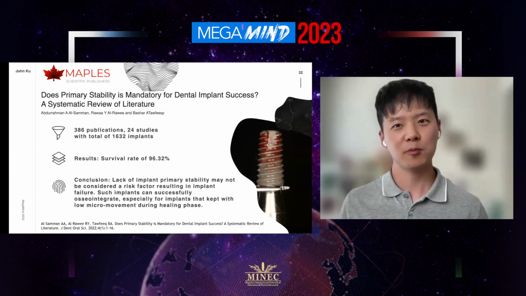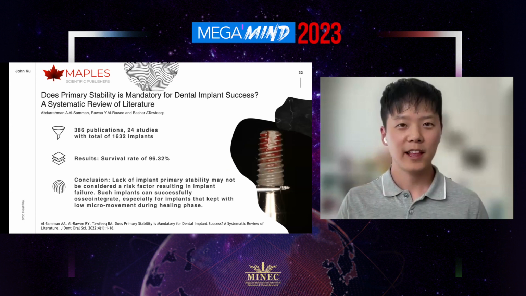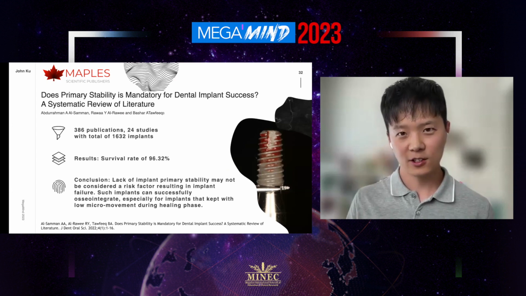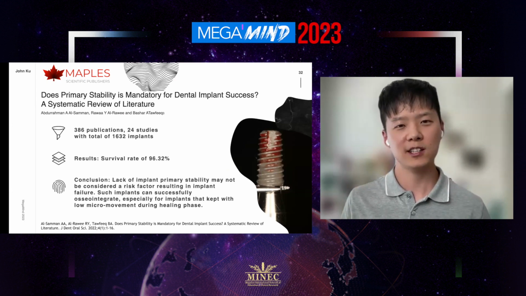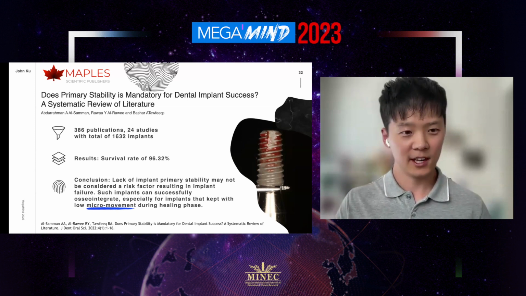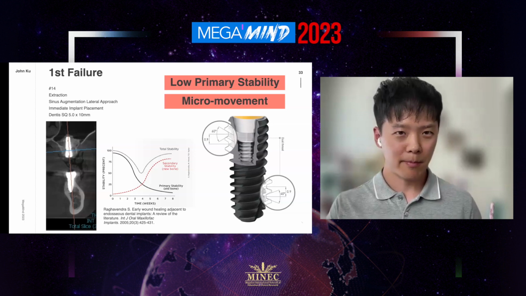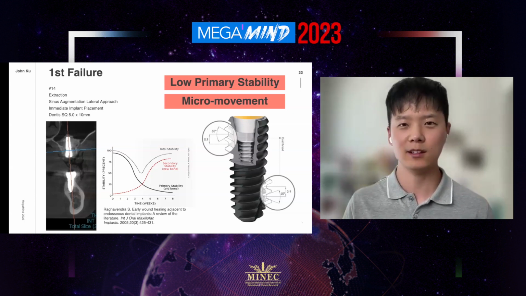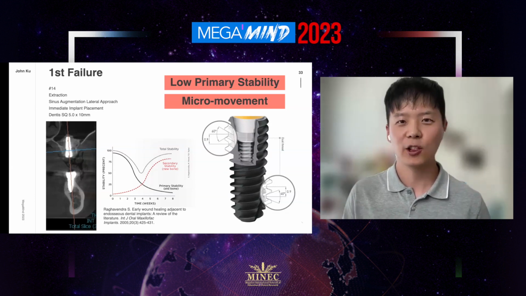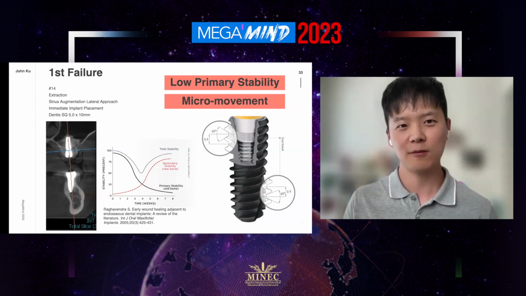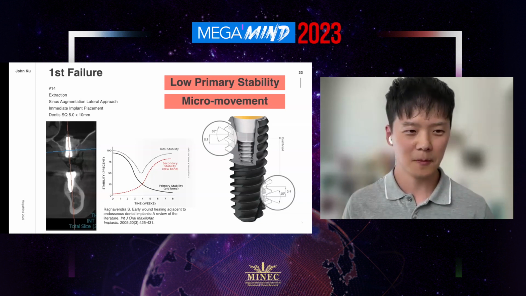According to this article published by a Canadian journal, lack of implant primary stability may not be considered a risk factor. In fact, over 96% of the implants with low primary stability survived as long as there was no micromovement. So in this case, based on the findings, if I were to go back in time and work with the same type of implant, I would place a cover screw and allow the implant with low primary stability to fully osseointegrate without the risk of micromovement from the healing abutment.